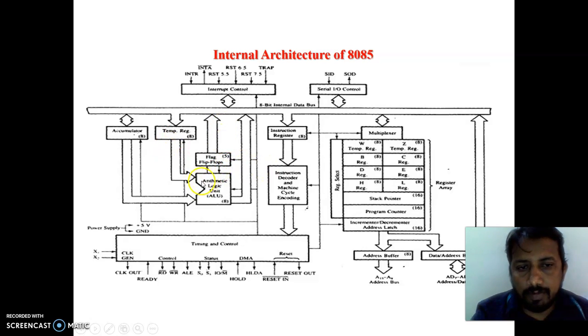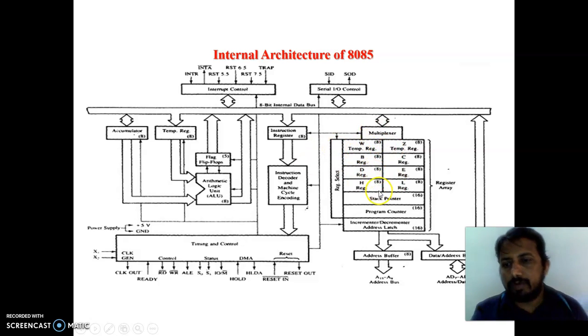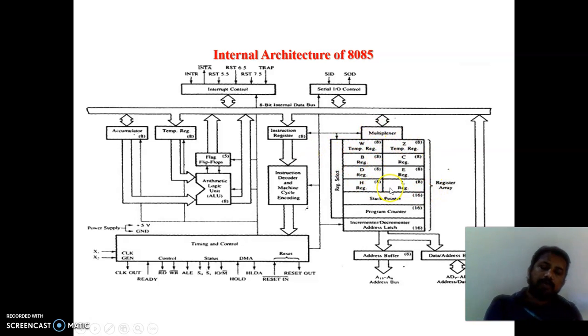You can see the main heart of this is the ALU. Apart from the ALU, you will have the instruction decoder and machine cycle encoding. This one is the instruction register. It is an 8-bit register, the instruction register. This is a temporary register. This is the most important register, which is the accumulator, the A register. And you will have two temporary registers. The total register organization we will be discussing in the next lecture. Here, just an overview of this.